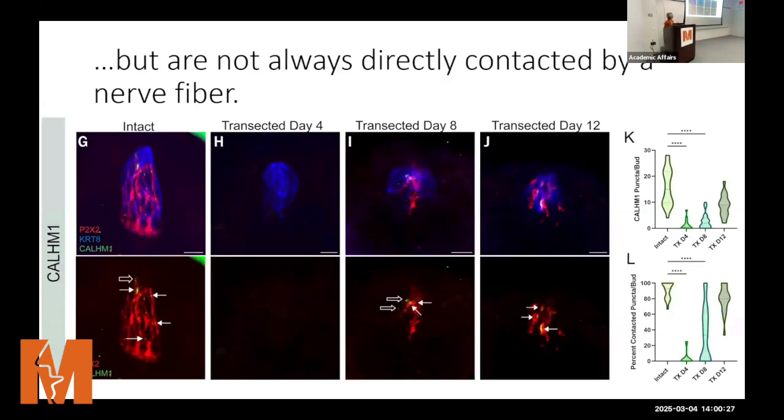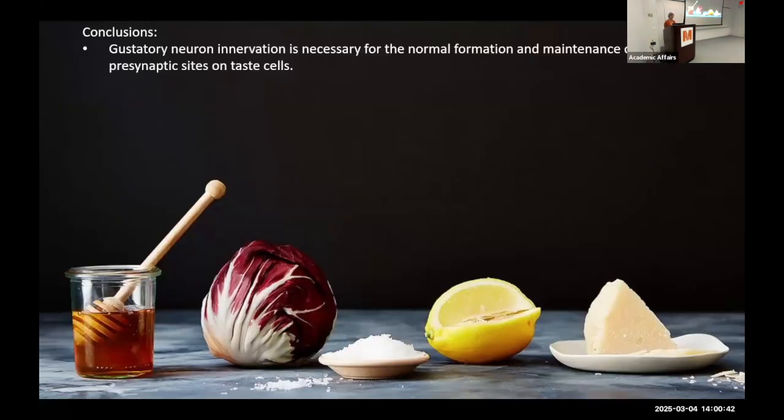And this is true for bassoon and for CAL-HM1 in the fungiform buds. We haven't tried it in the glossopharyngeal just because we've heard that it takes a really, really long time to reinnervate the glossopharyngeal, so we haven't been patient enough to do it in that system.